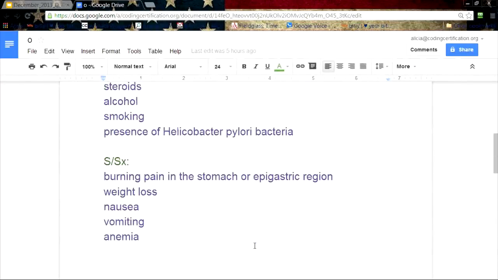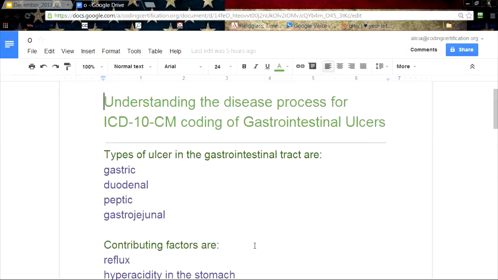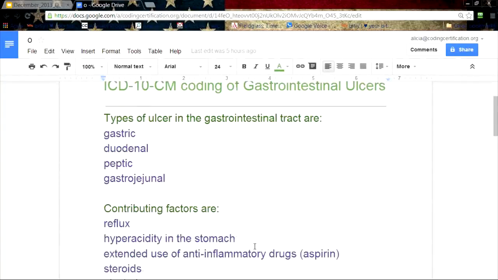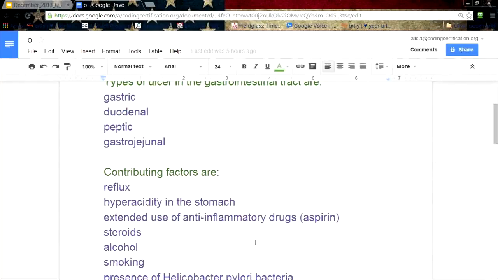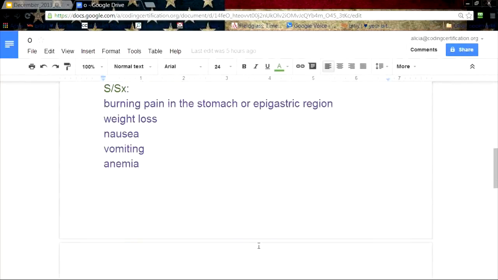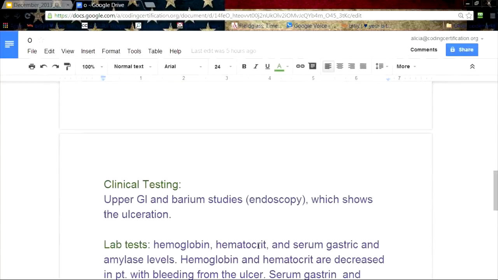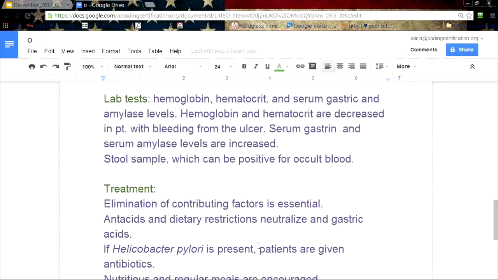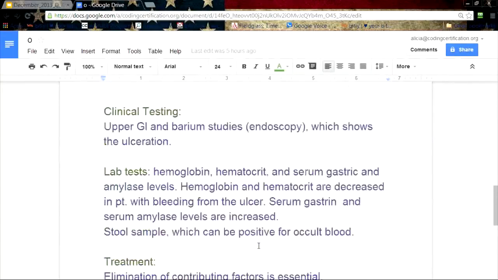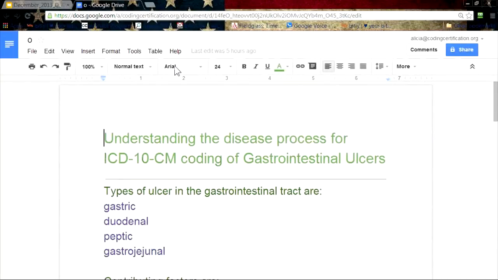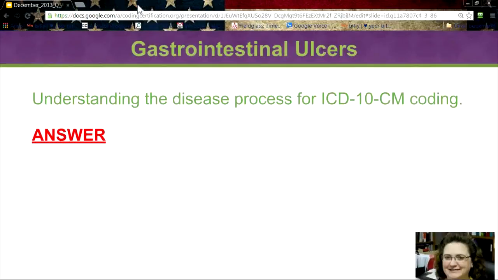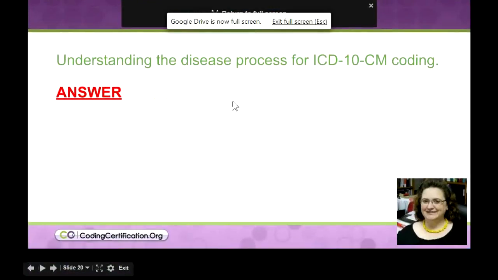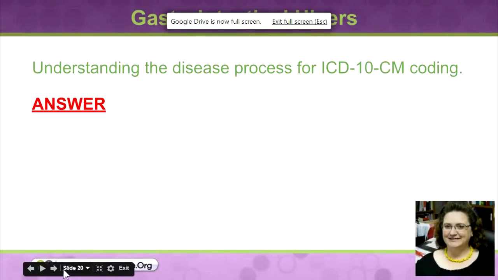So when you're doing ICD-10, it's really important that if you're doing a specific body system, to familiarize yourself with the information about the types, the contributing factors to the disease process, the signs and symptoms. You want to know what type of clinical testing. There's usually always lab testing done. And what are they going to do to treat it? And that is going to help you with your coding and substantiate that it is an active disease process going on.